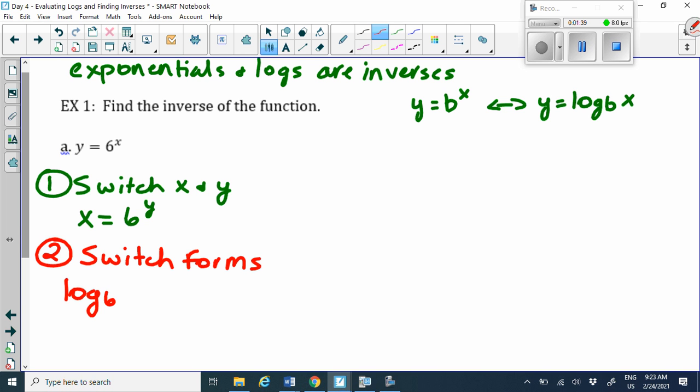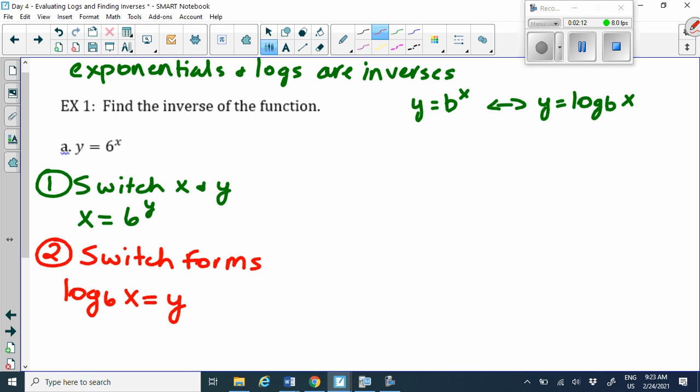Now, remember switching our forms. So we do log, 6 is our base, and then we're going to do it of the x. Remember, we don't place these two together. So we have log base 6 of x, and that's going to equal y, okay? Now, if you're kind of getting confused once again of switching, just remember, oh, I have to have y equals, right? Because when we are thinking about functions, we always have y equals.